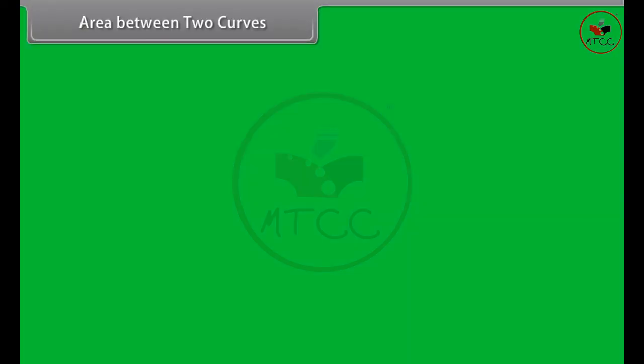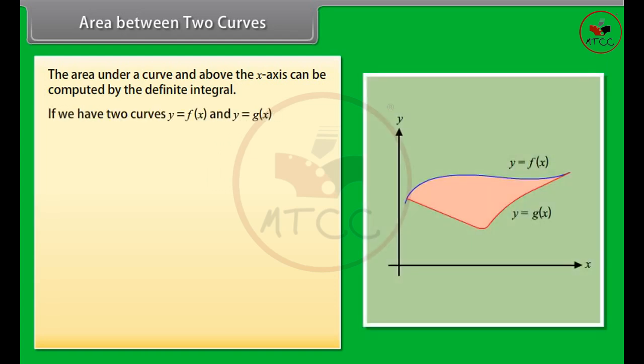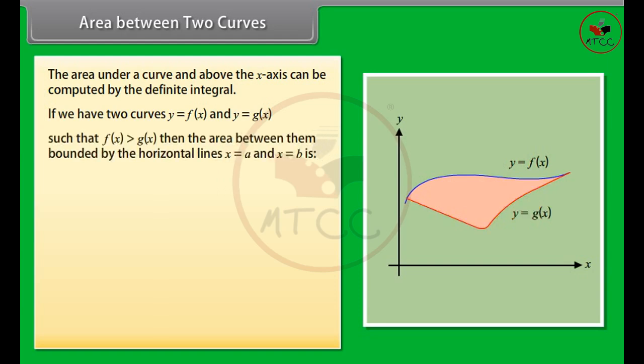Area between two curves. The area under a curve and above the x-axis can be computed by the definite integral. If we have two curves, y = f(x) and y = g(x), such that f(x) is greater than g(x), then the area between them bound by the vertical lines x = a and x = b is: area equals the integral from a to b of f(x) minus g(x) with respect to x.